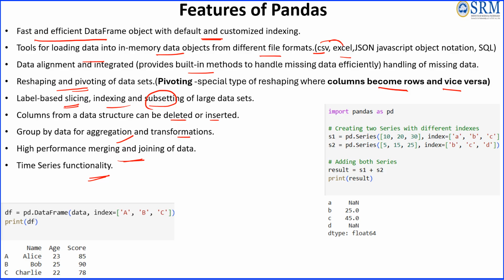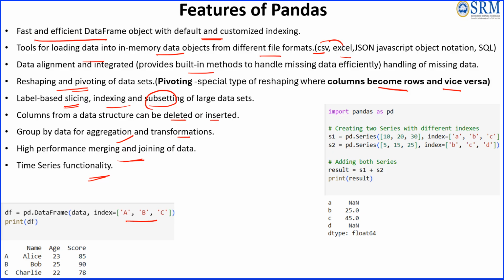So I'll show you two more examples for time series functionality. So this is one example. Here is one data frame. Here data is given, and then this is the index. If the index is not given, it would be 0, 1, 2, but here the index is given, so the index is A, B, C. And then the data is already given. In the previous case it is 0, 1, 2, 3, but we have given a new index, so that is printed over here.